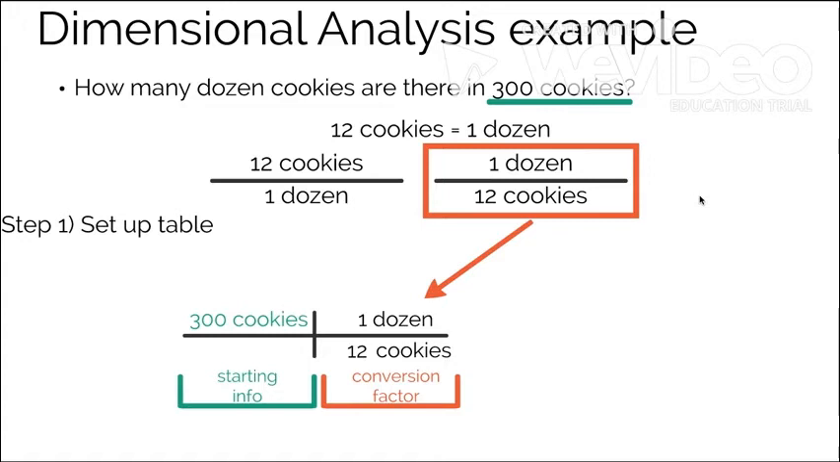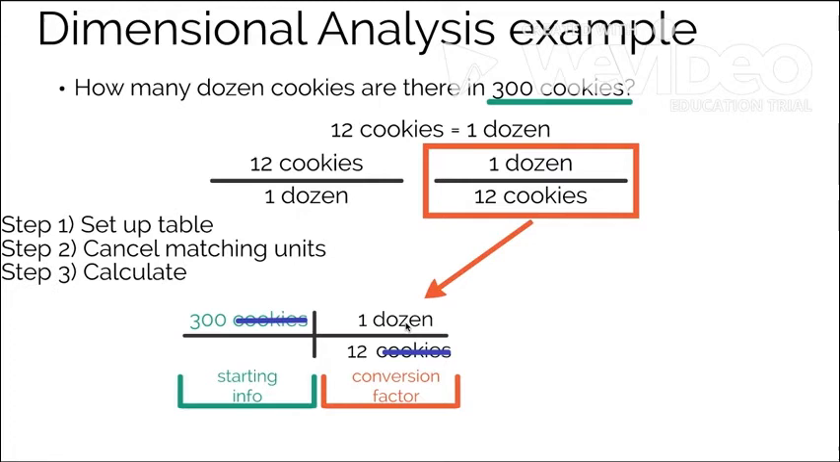Step number two is to cancel the matching units. So if you look on this, we have three units written on this table. We have cookies, we have dozen, and we have cookies again. You want to cancel out the matching ones if they are set on top and bottom. So now these cookies will cancel out, and dozen doesn't have anything to match with, so it's just left alone.